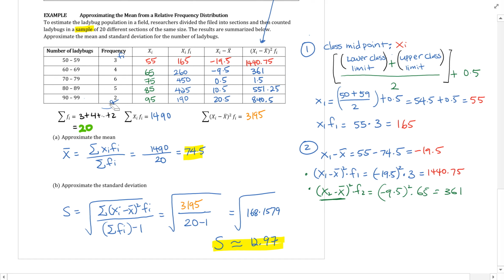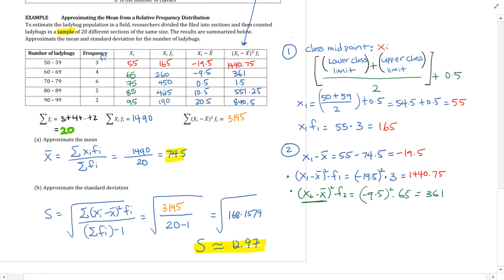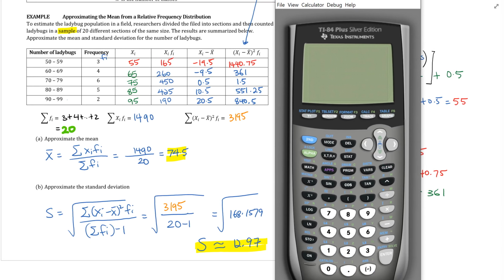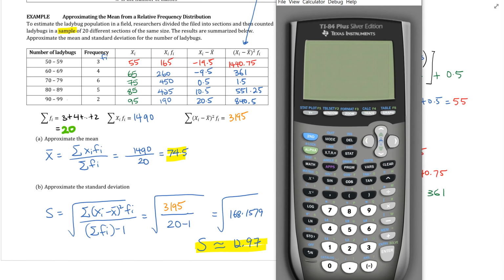Notice it's very tedious, a lot of computation. For this one, I would say it's great to use a calculator. I would highly recommend just using a calculator to figure it out. So now I'm going to show you how it's done using a calculator. I'm going to do the mean first, step by step. I'm going to do the whole thing using the calculator.